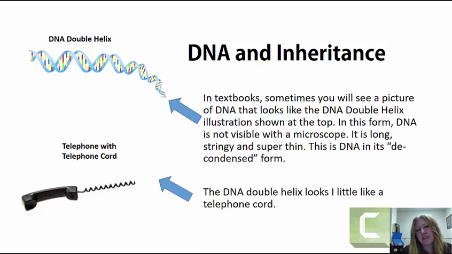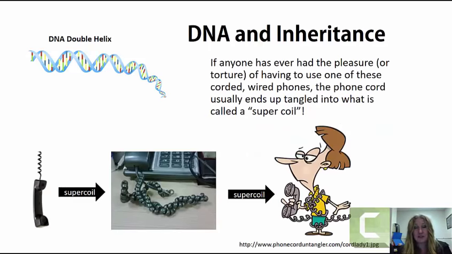Now, you might have noticed too that this double helix formation is kind of familiar. It looks a little bit like a telephone cord, and there's actually a reason that I'm telling you this. It's not just a fun fact. The reason that I'm telling you this is because of how DNA gets packaged into your cells. So if you've ever had the pleasure or torture of having to manage with using one of these old-fashioned telephones, you'll know that a lot of times that phone cord is going to end up very tangled. So when we look at this tangled mess here, this is called a supercoil.